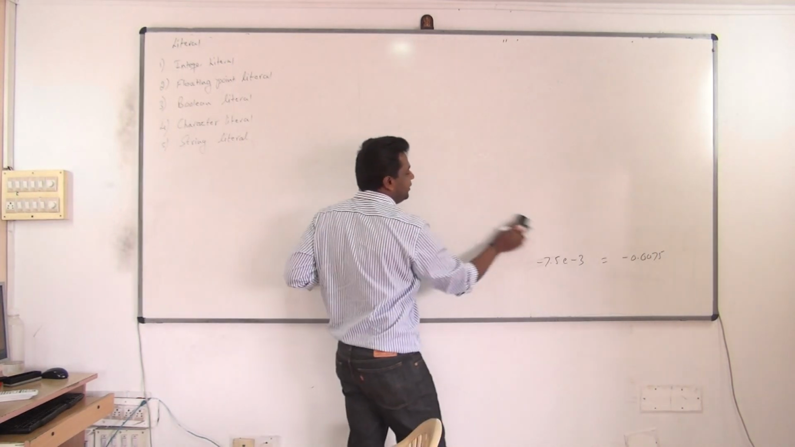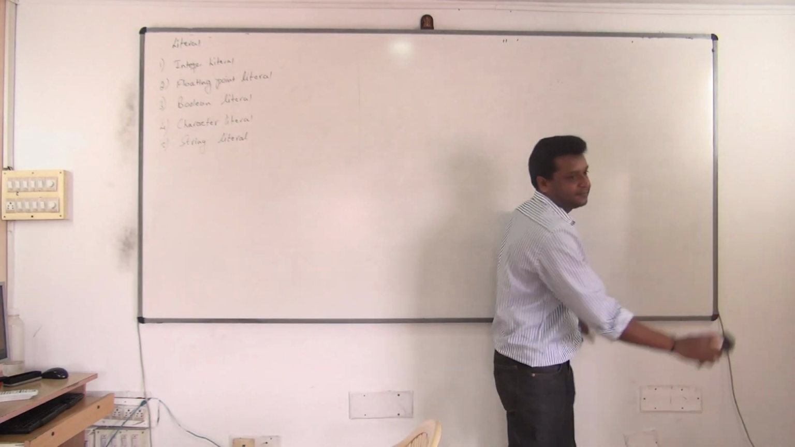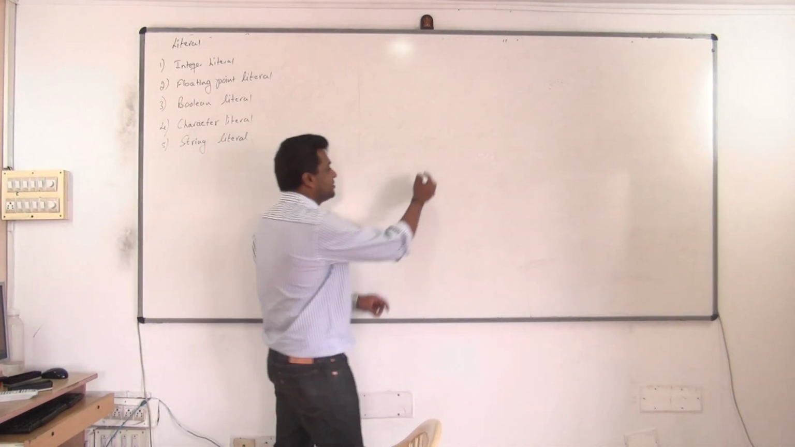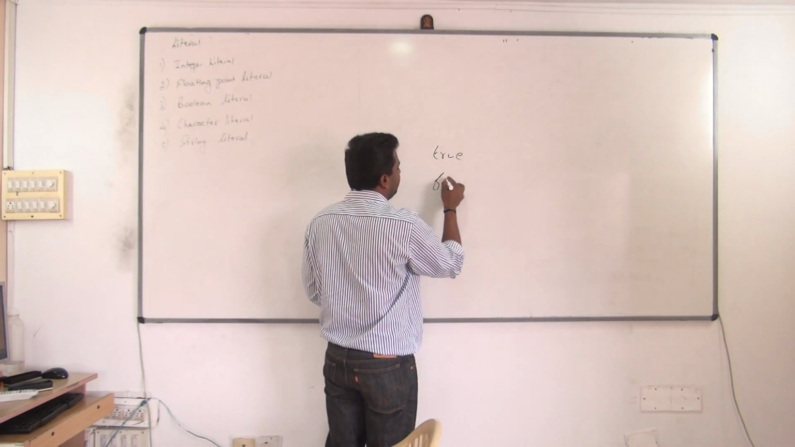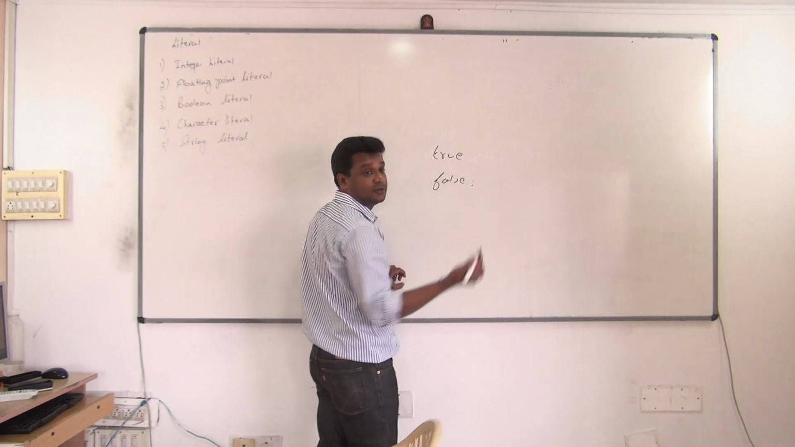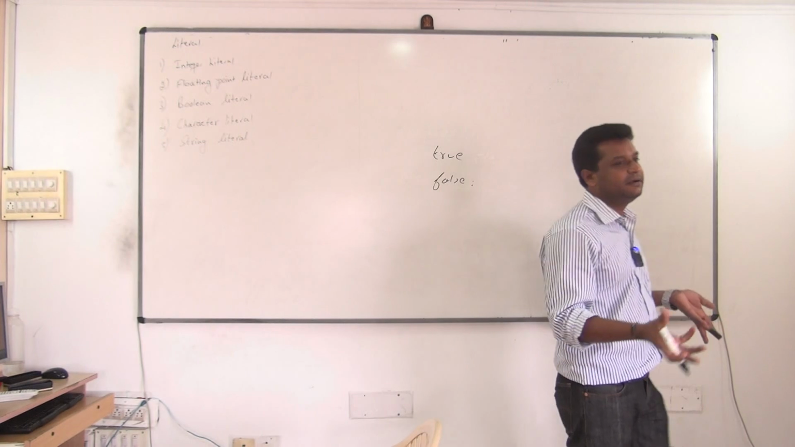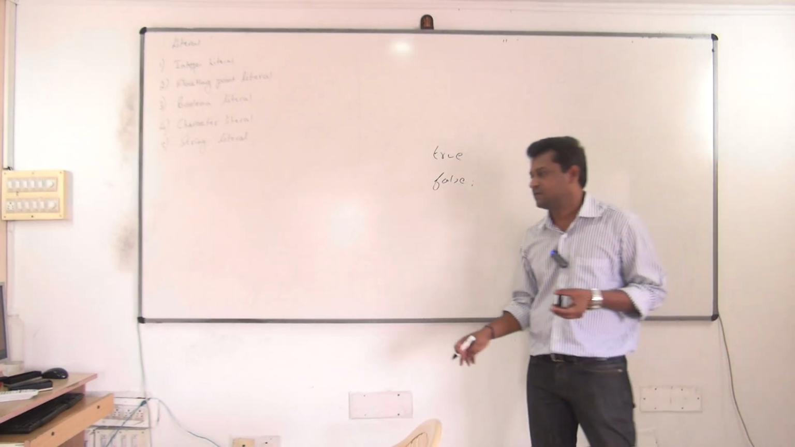There are only two types of Boolean literals, which are true and false. These are the two literals. If you want to store this, which data type will you use? Boolean data type. I told you, literals finally will be stored in the corresponding data type. As simple as this.